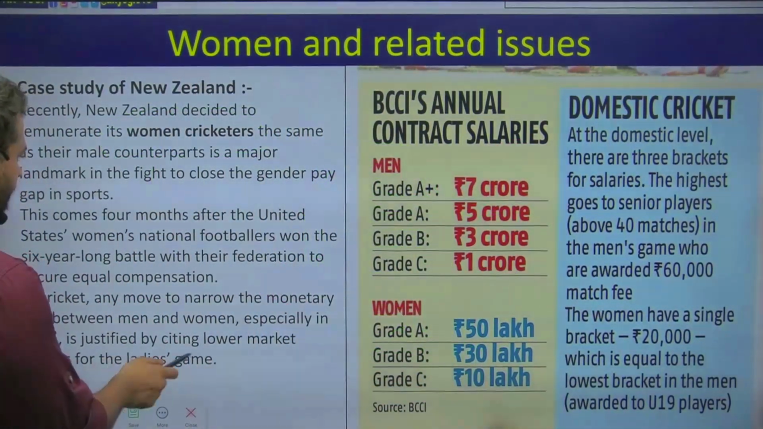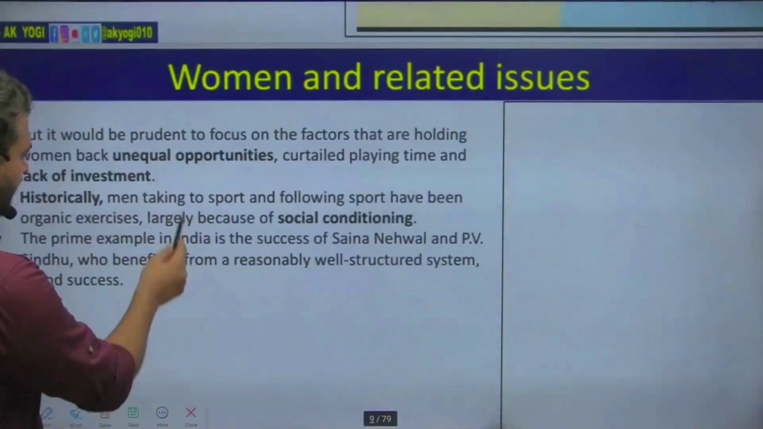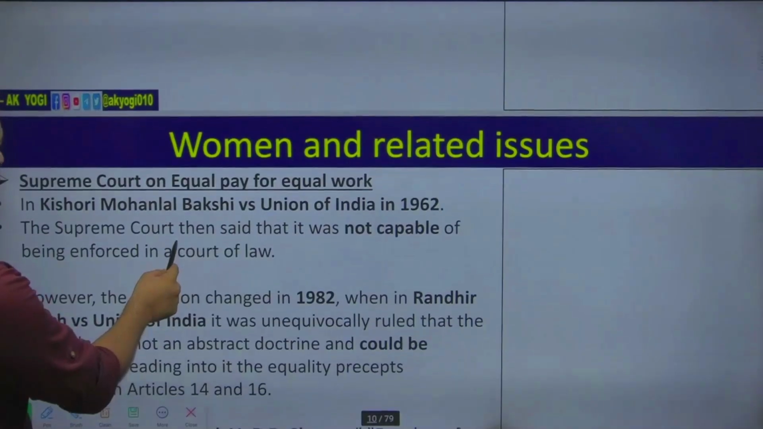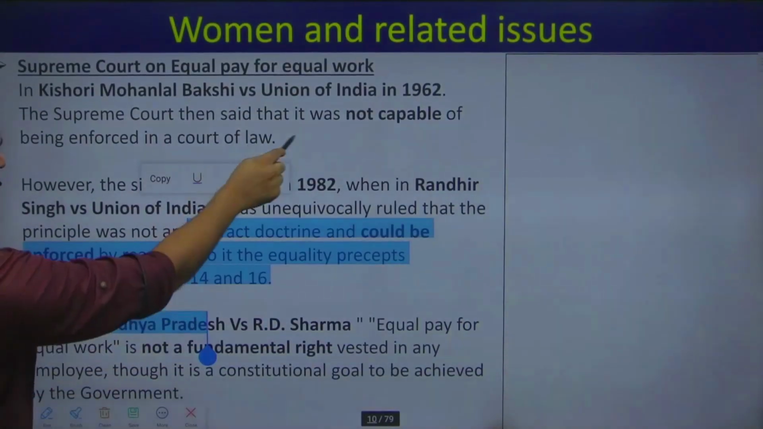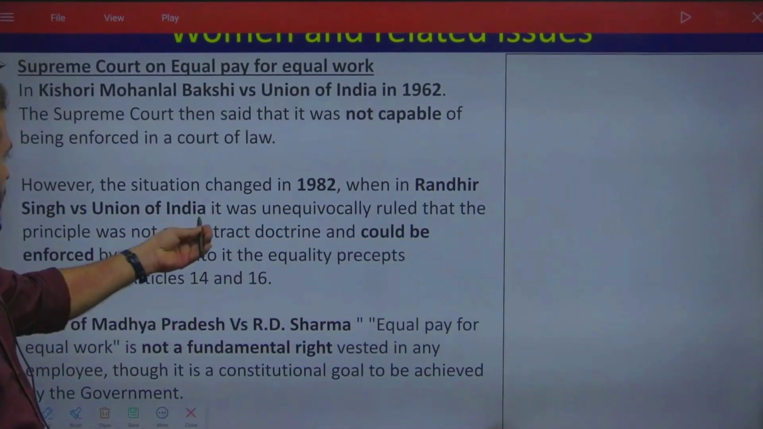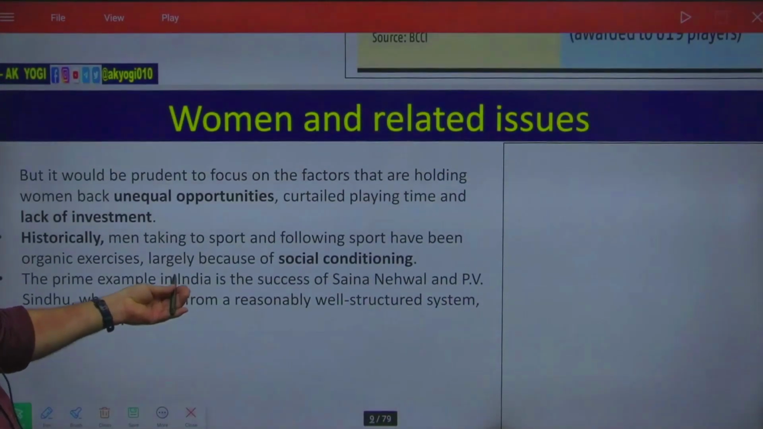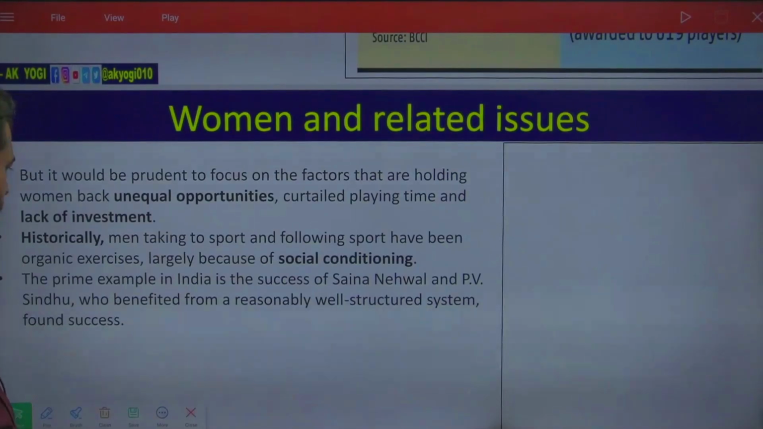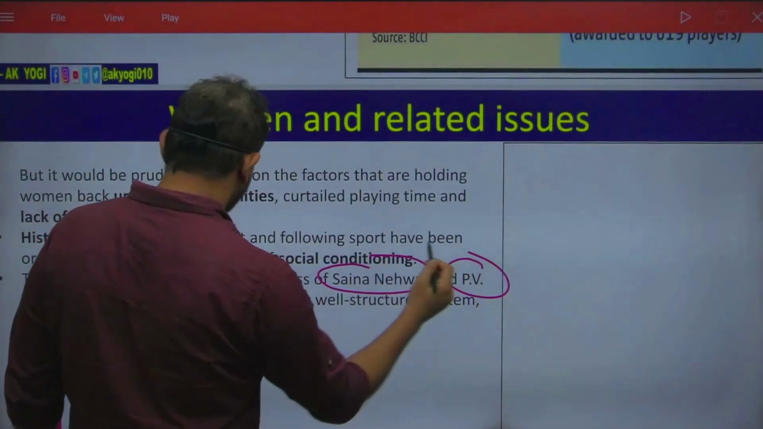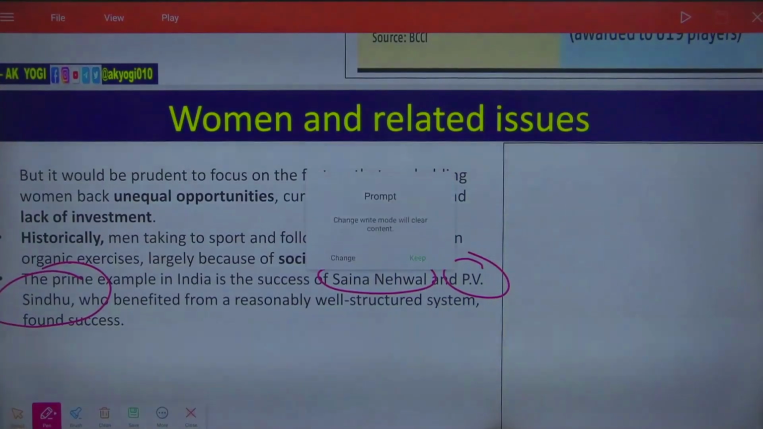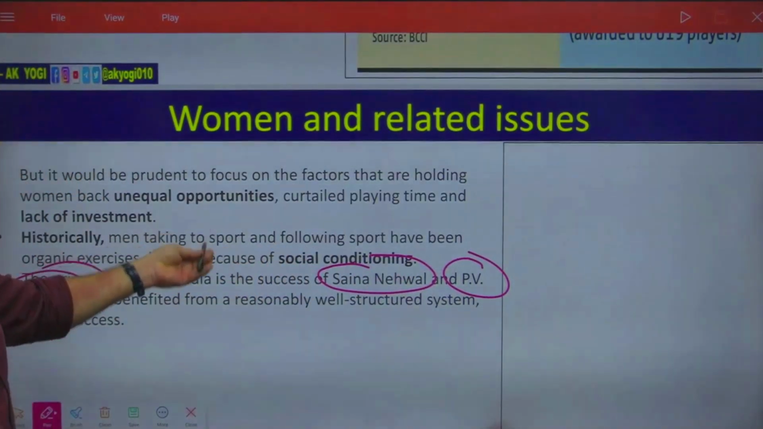Like, there is the case of PV Sindhu and Saina Nehwal. They were provided facilities, so they perform well. Yeah, okay. Saina Nehwal and PV Sindhu were provided facilities, so definitely they perform well. So it is not that women cannot perform. It is that you need to provide equal opportunity and proper infrastructure to perform.